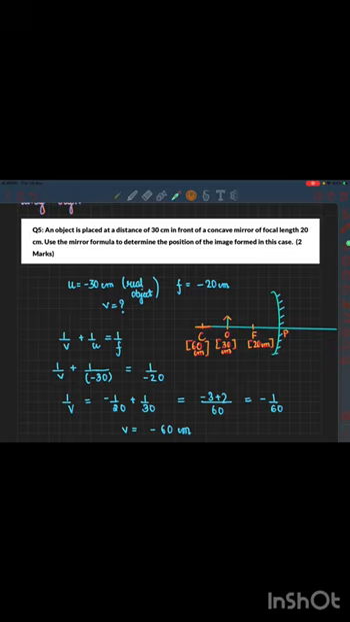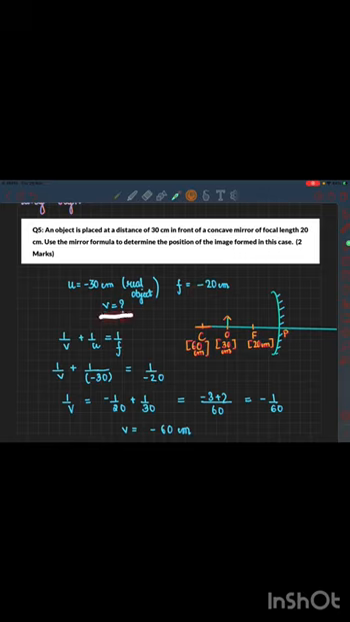Now here, as the object is placed in front of the mirror, it is a real object and the value we have to take with the negative sign. Since it is a concave mirror, we know the focal length of a concave mirror is negative as it is in front of the mirror. So the focal length is minus 20 and we have to calculate v.